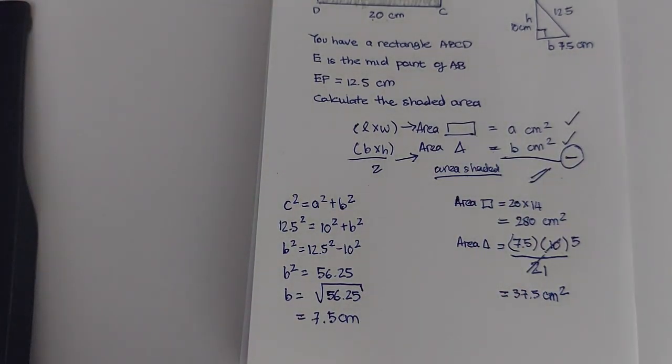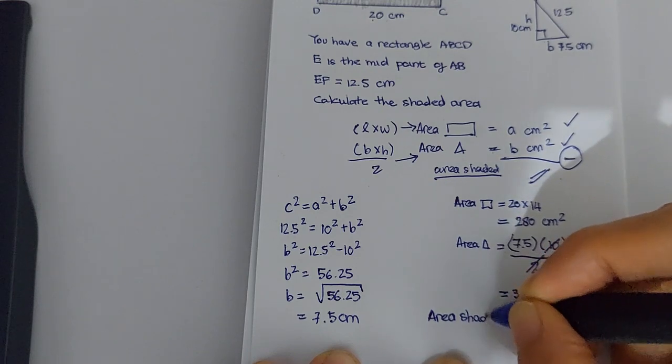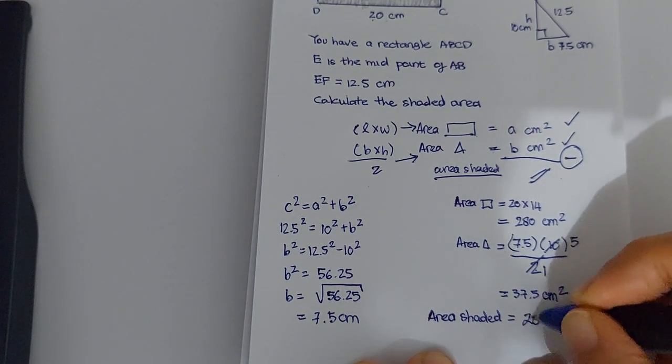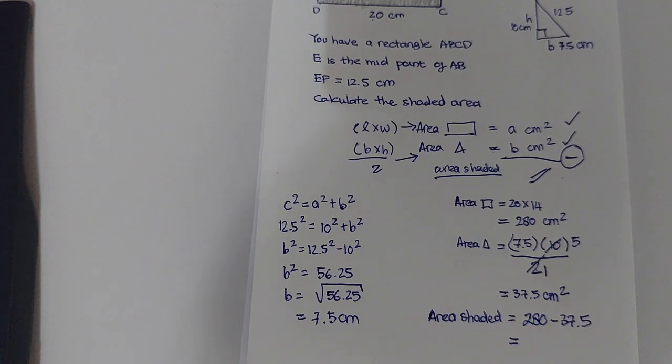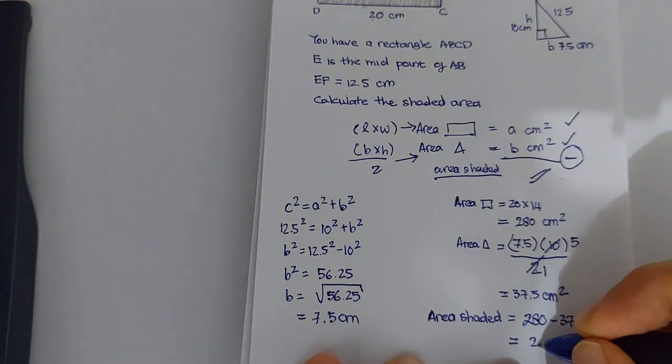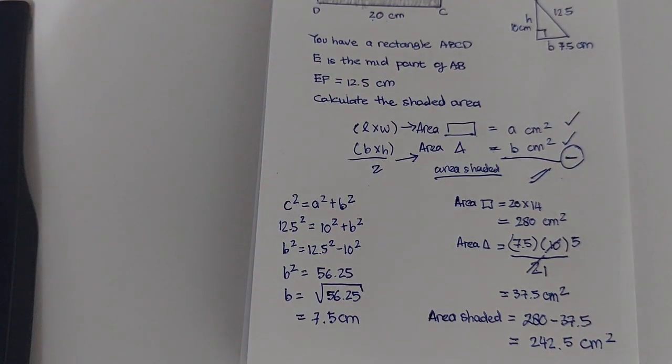So, the area, I will conclude this one. Area of the shaded will be 280 minus 37.5, which will give you, I don't know, calculator again, 280 minus 37.5. It will be 242.5. Remember, area, so centimeter square. I hope that this one is correct. Yes, that's the answer. Thank you.